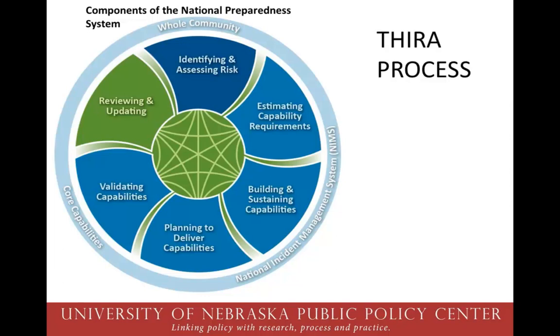The spokes on the wheel show the overall process of preparedness, starting at the top with identifying and assessing risk, then moving around the circle to estimate what it would take to have the capabilities you need to mitigate or respond to the risk or threat. These two components are addressed with the THIRA process. The results of the process position you to move around the rest of the circle, building the capabilities you need, planning to deliver them, validating them, and continuing to review and update them.